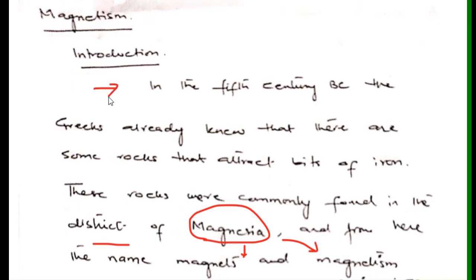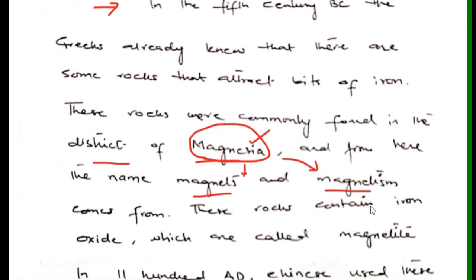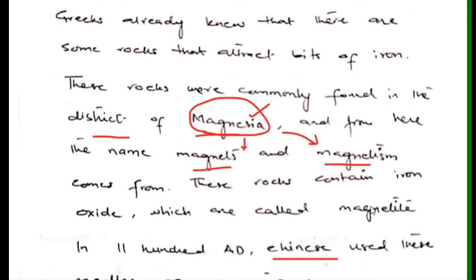In the 5th century BC, Greeks already knew that there are some rocks that attract bits of iron. Those rocks were commonly found in a district called Magnesia. So from there, as they were commonly found in Magnesia, nowadays we call these things magnets and their property magnetism. These rocks contain iron oxide, which is called magnetite.